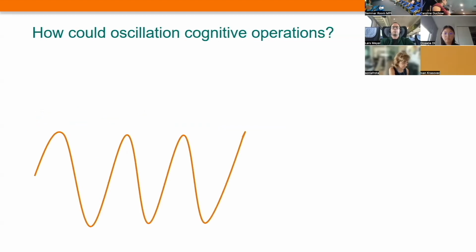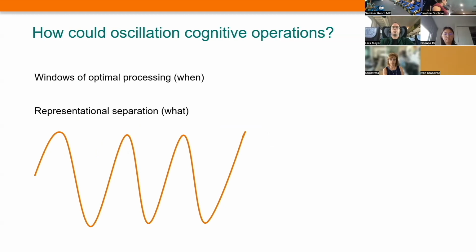So how could oscillations actually influence cognitive operations? I tend to focus on two computational properties that oscillations could have, which could be important for perception and speech and memory. On the one hand, as I said, there are specific points where there generally seems to be more multi-unit activity. So it could be that oscillations provide windows for optimal processing. I also call this the when. There are specific moments on the oscillations when processing is optimized because there's simply more activity at that moment. So input that arrives might be processed more optimally.